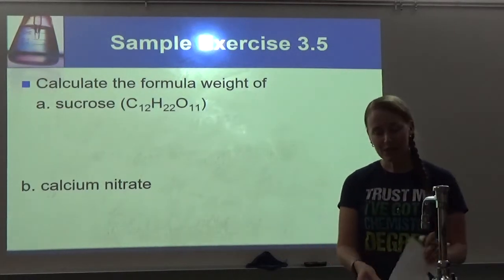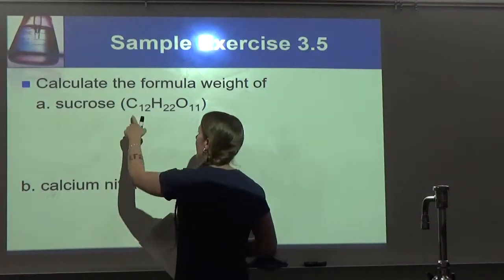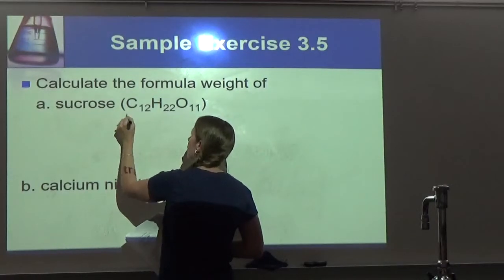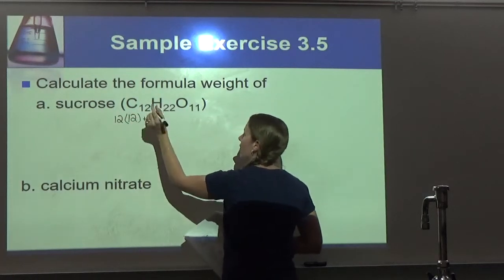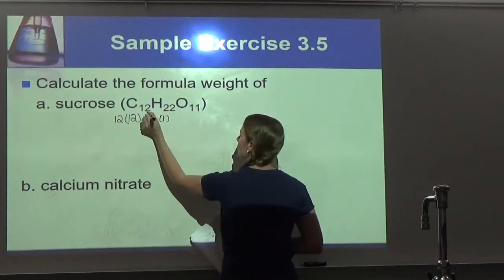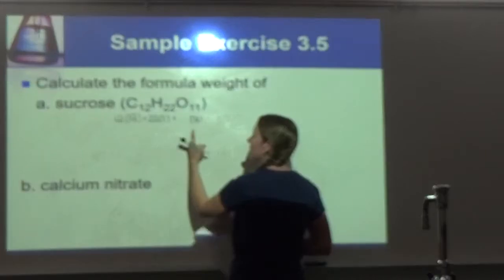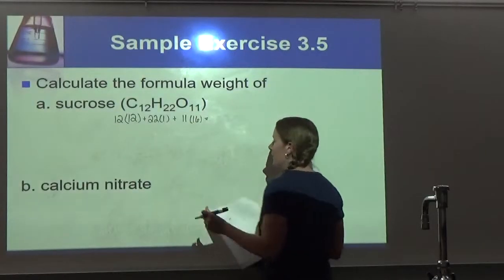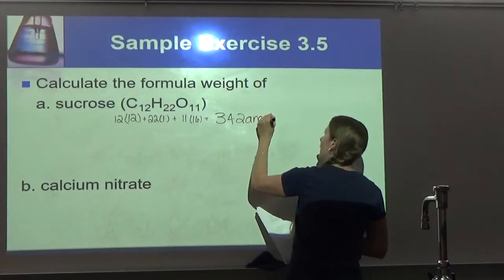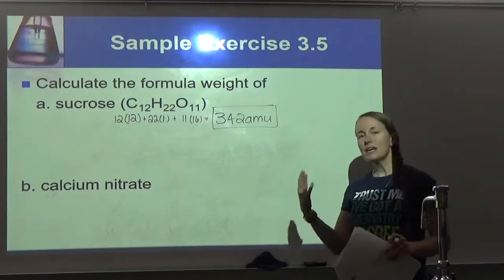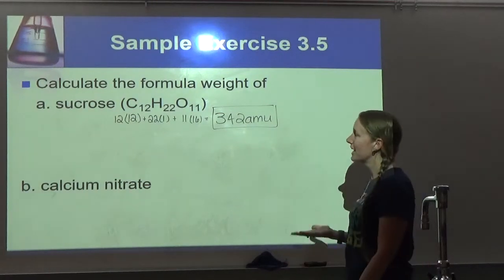So like I said, because we haven't done grams per mole yet, we're going to stick with AMUs for right now. Okay, so I just look and I have 12 carbon and it has a mass of 12. So I'm going to do 12 times 12. I have a mass of 1 for hydrogen, but I have 22 of them. So I'm going to do 22 times 1. And then I have a mass of 16 for oxygen, but I have 11 of them. So once I do the math, I get 342. And like I said, for now we're just going to call it AMU. Okay, once we get into the moles, we'll change it over to grams per mole, because obviously we'll use grams per mole more often than AMU.